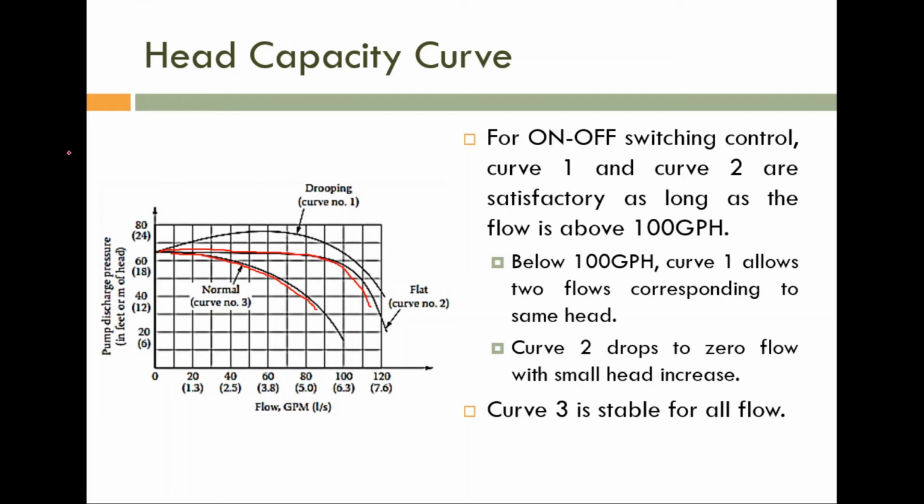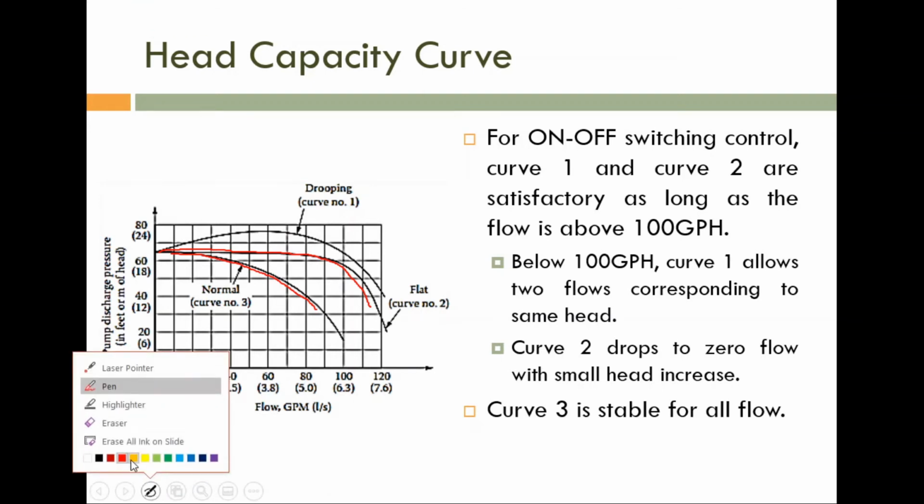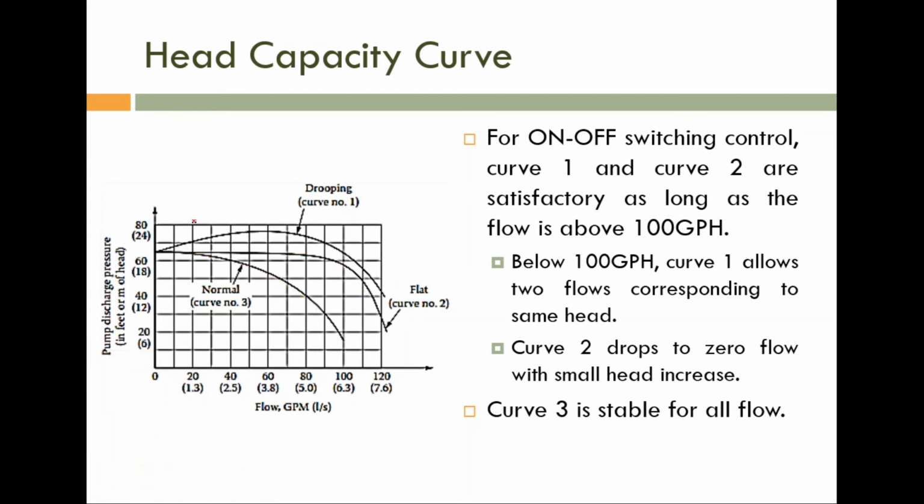So what is the difference between these three curves? Consider curve 1. Say, at present, this one is the operating point. What will happen if, due to some reason, the flow rate is decreased? What will happen?